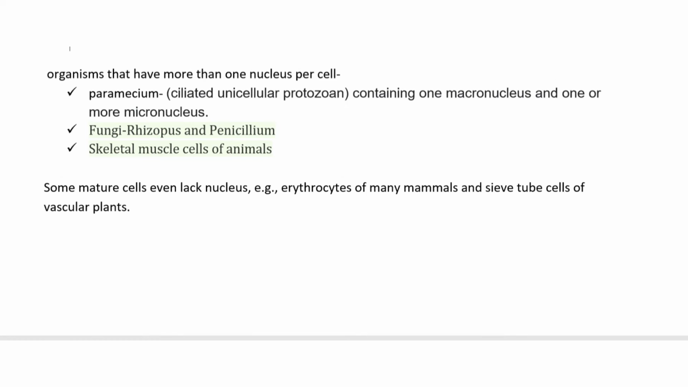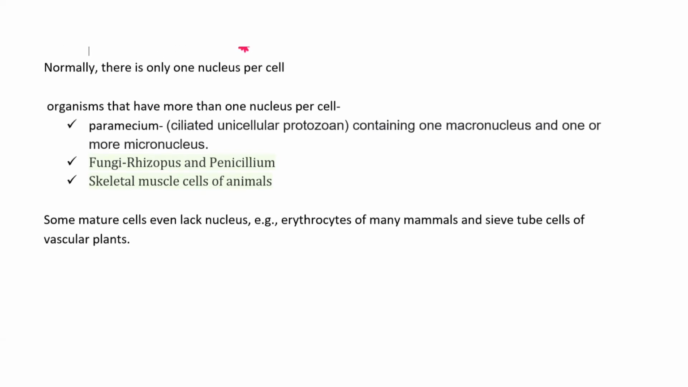So nucleus, there is only one nucleus per cell in most of the cells normally, but there are organisms in which there is more than one nucleus present. For example, paramecium is a ciliated unicellular protozoan which has two nuclei. One is the macronucleus and the other is the micronucleus, and these two nuclei have particular functions to perform. Next is fungi, like rhizopus and penicillium. Both of these have more than one nucleus present, a multinucleate condition.